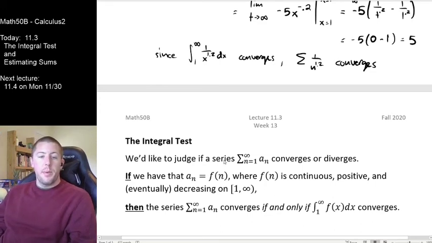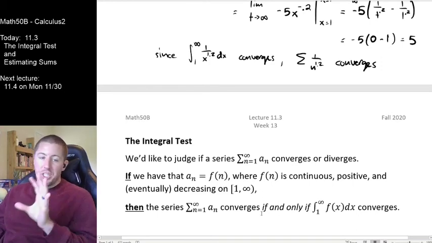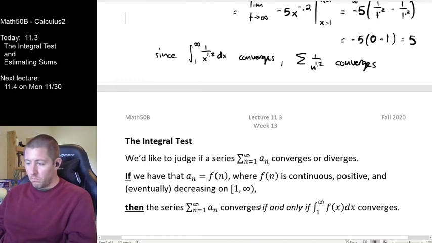The integral test says we would like to judge if an infinite series from 1 to infinity converges or diverges. If we can say that our expression within the series can be rewritten as a function, again, we're kind of limited by that requirement right there, where this function is continuous, positive, and eventually decreasing, we'll talk about that in a minute, on the interval from 1 to infinity, then we'll be given that this series converges if and only if the associated integral from 1 to infinity also converges. So a bunch of things I want to unpack real quick here. We're going to do them.